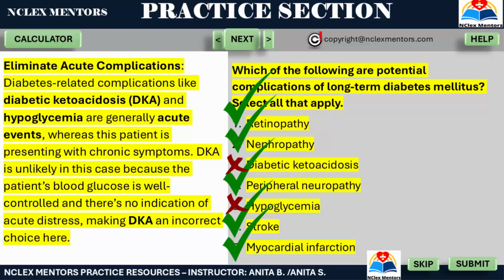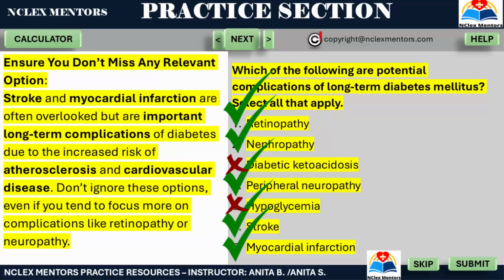Diabetes-related complications like diabetic ketoacidosis, DKA, and hypoglycemia are generally acute events, whereas this patient is presenting with chronic symptoms. DKA is unlikely in this case because the patient's blood glucose is well controlled and there's no indication of acute distress, making DKA an incorrect choice here.